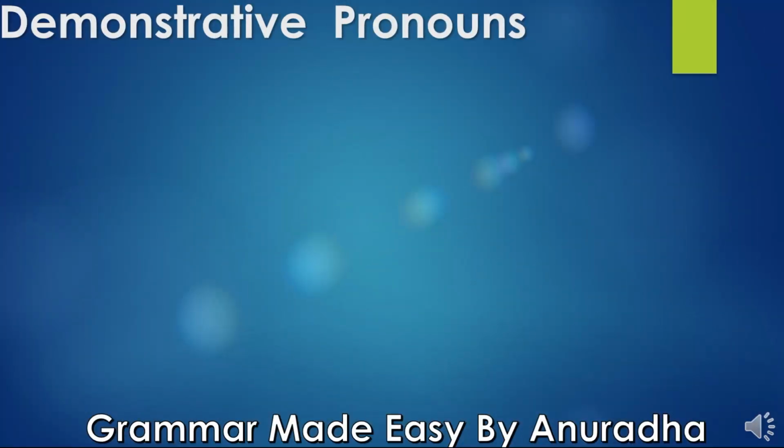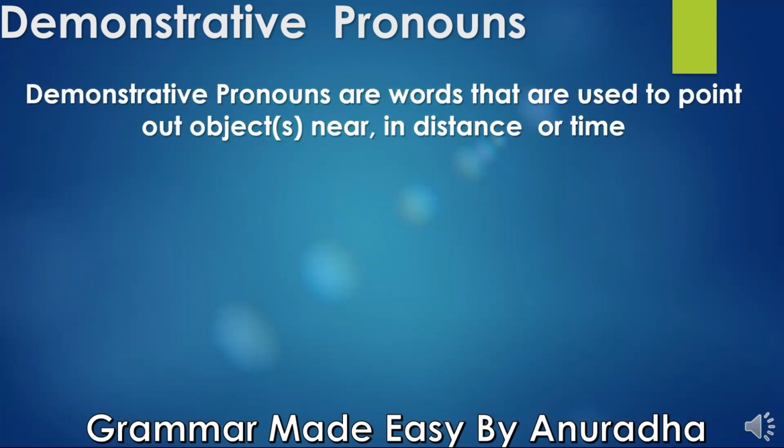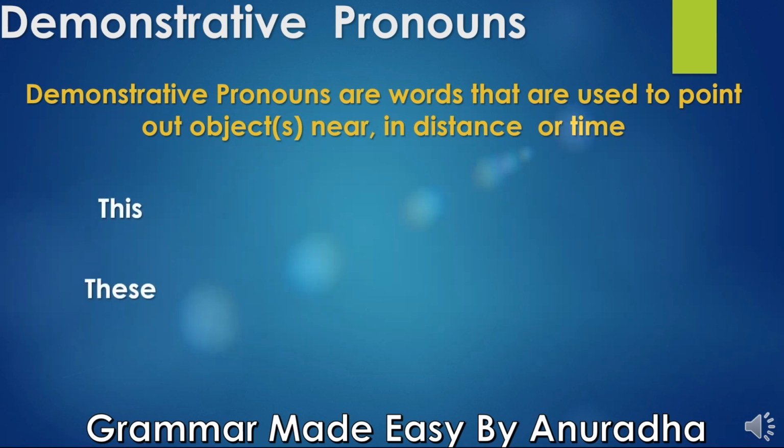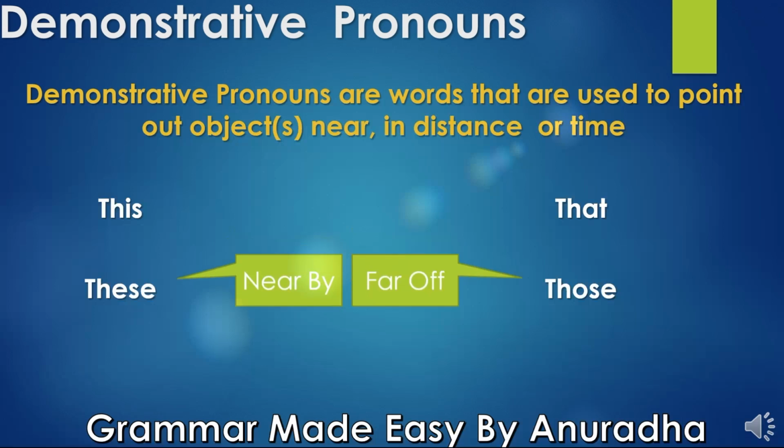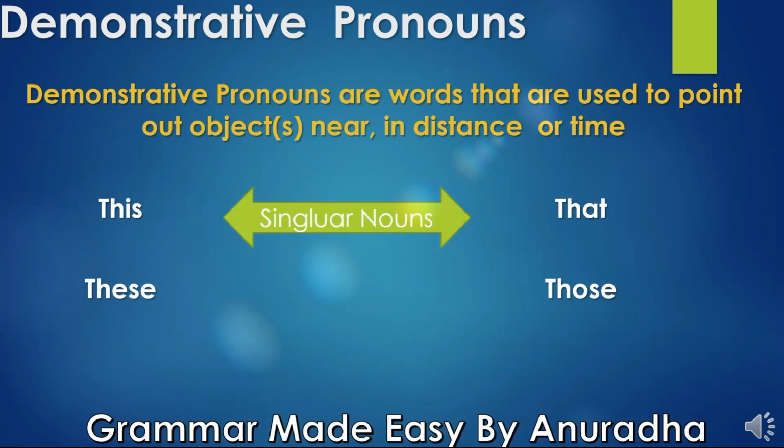Now demonstrative pronouns, as the word itself says, are words that are used to point out the object or objects near or in distance or time. We have the words this and these. This and these refer to nouns that are nearby, while that and those refer to nouns that are further away. Other than that, this and that refer to singular nouns, and these and those refer to plural nouns.